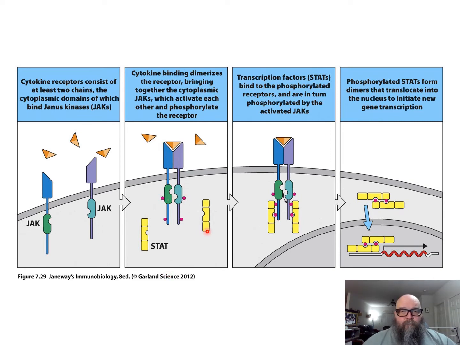STAT will then be recruited in. STAT recruits in, becomes phosphorylated, and now forms a dimer itself. The phosphorylated form forms a dimer, which just so happens to also have a high affinity for specific DNA sequences. Now it becomes a transcription activator. It goes, binds, and next thing you know, you have the transcription of new gene products.